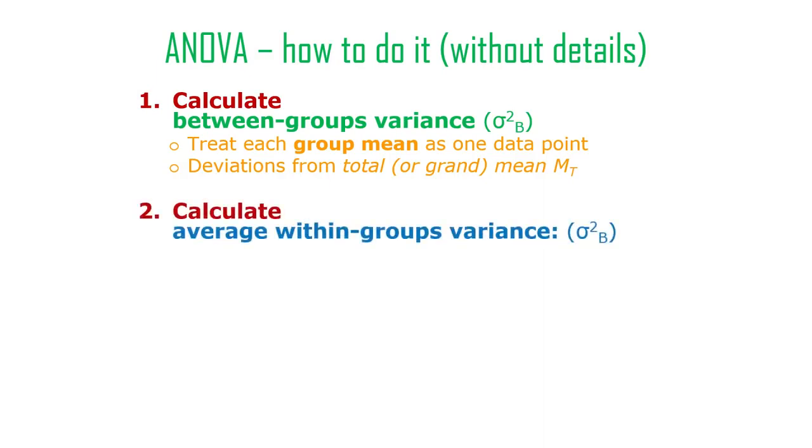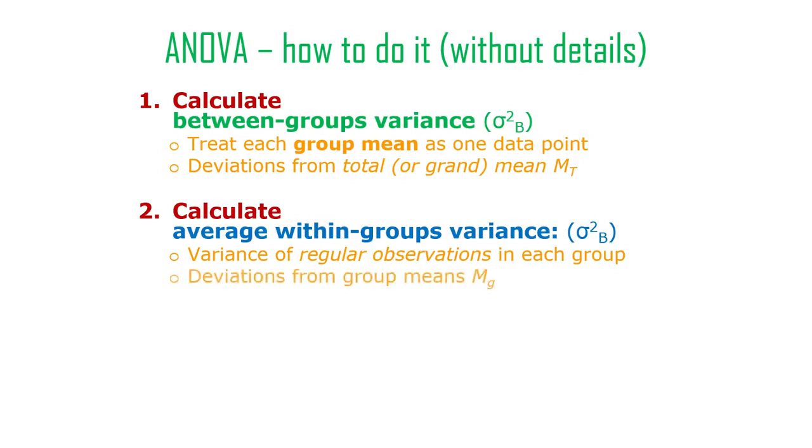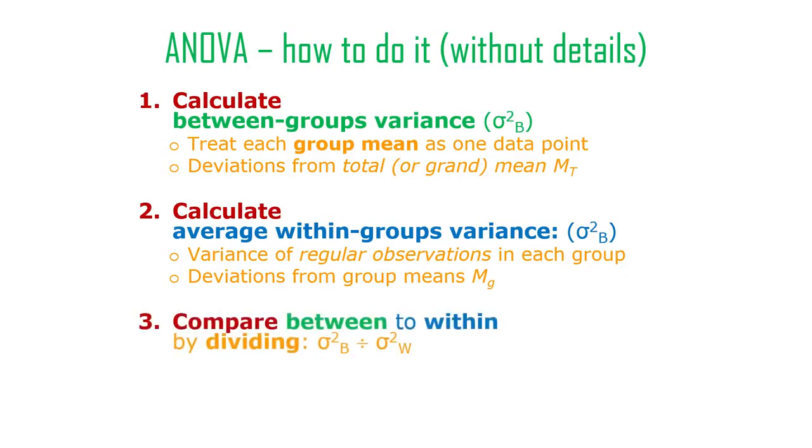And then you calculate the within groups variance for each of your groups. Now, however many groups you have, you do this that number of times. And so that's just the variance of regular observations, not means or anything funky, just the variance in each group. And it's just the average squared deviations from each group mean, and you average them together. And then you compare the between groups variance to the average within groups variance.